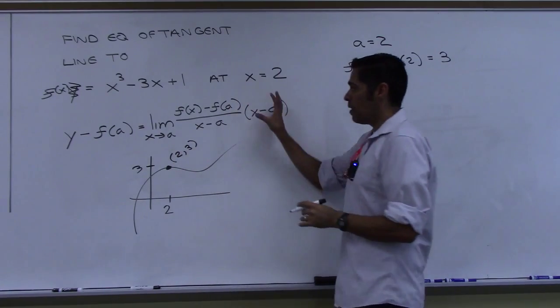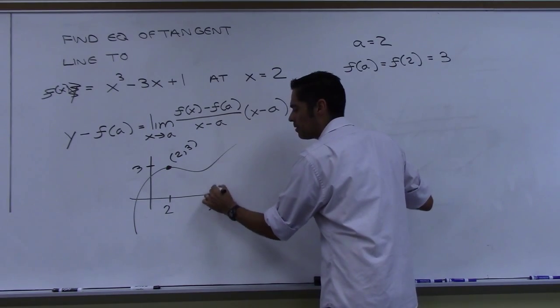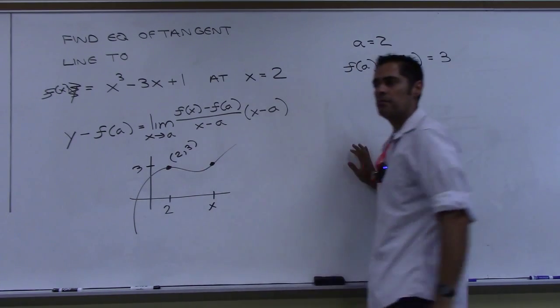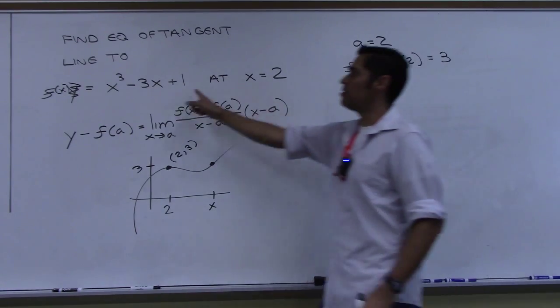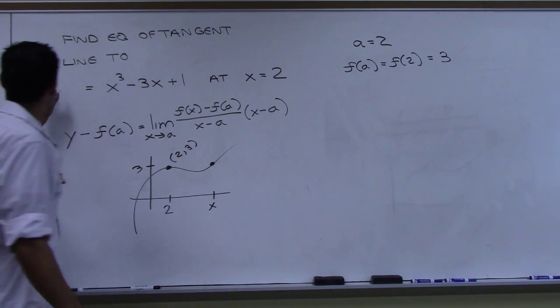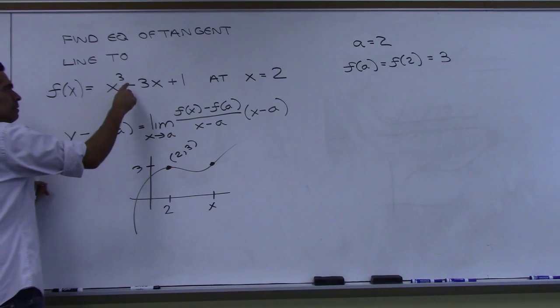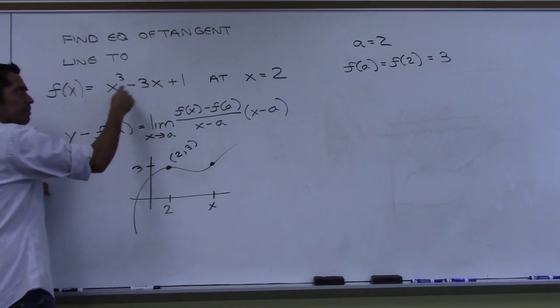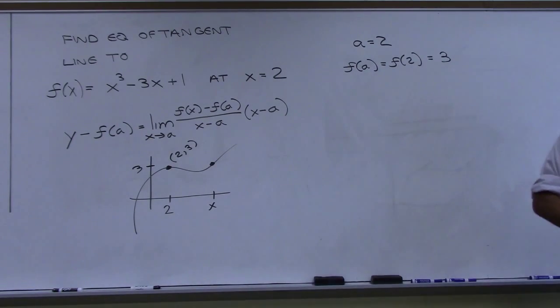And what this formula allows me to do right now is pick some other point out here, x, and then slide it towards it. That's what the formula is going to allow me to do. Any questions, though, with the top part? You plugged in 2 into the function, so just replace your x's with 2's. 2 cubed is 8, minus 3 times 2 is 6, so 8 minus 6 is 2, plus 1 is 3. We good? Okay.